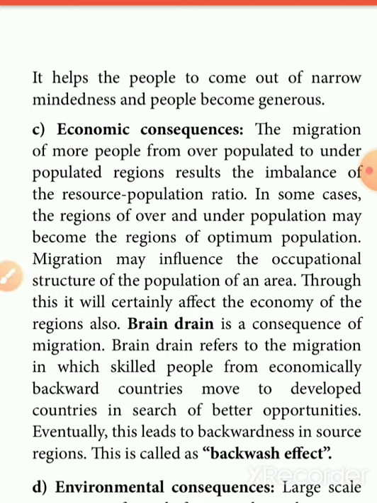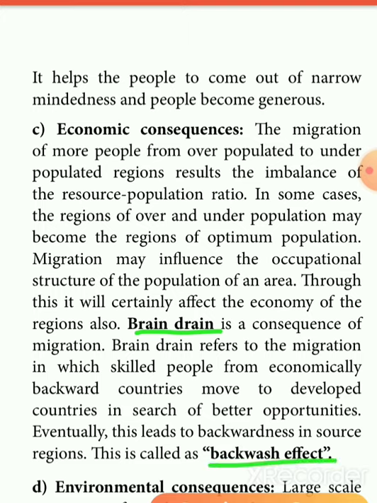Migration may influence the occupational structure of the population of an area, so it will certainly affect the economy of the region also. Next is brain drain. Brain drain refers to the migration of skilled people from economically backward countries to developed countries in search of better opportunities. Eventually this leads to backwardness in the source region. This is called the backwash effect.